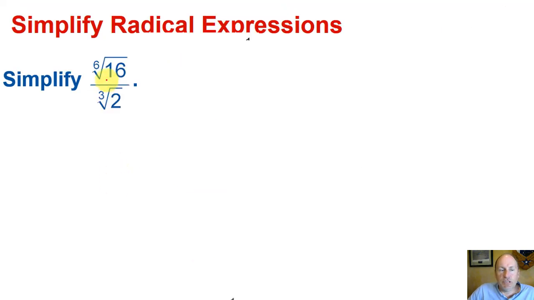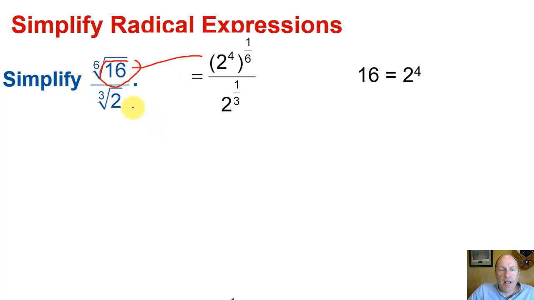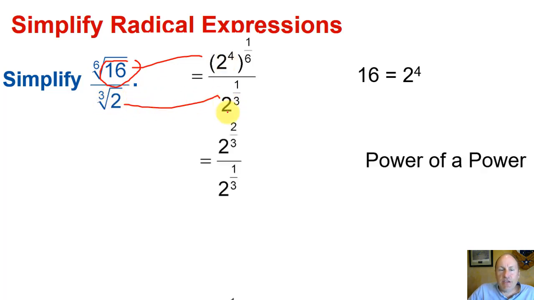So let's say we have the sixth root of 16 over the cube root of 2. Well, we can rewrite the sixth root of 16 as 2 to the 4th, all raised to the 1/6 power, because 16 is the same as 2 to the 4th. And then 2 to the 1/3 power is the exponential version of the cube root of 2. Because we have the same base here, we need to work out the numerator first. 2 to the 4th raised to the 1/6 power becomes 2 to the 4th times 1/6. So that becomes 2 to the 4/6, which is the same as 2 to the 2/3.